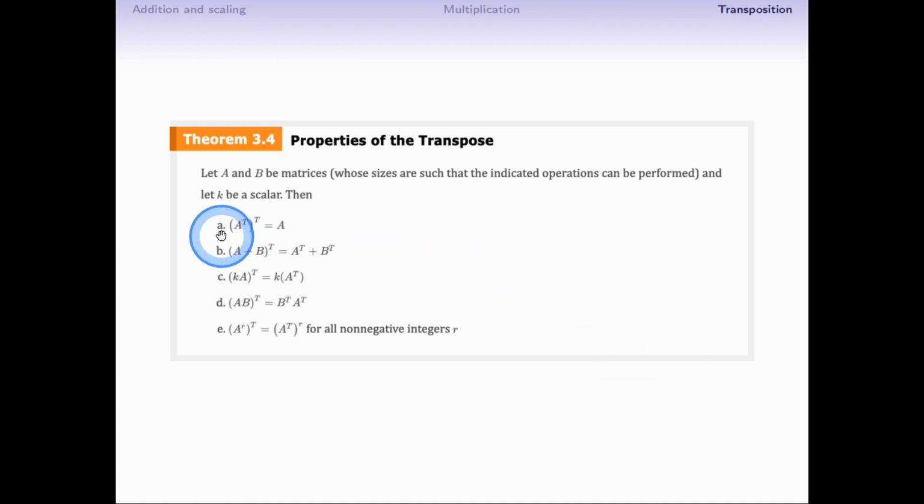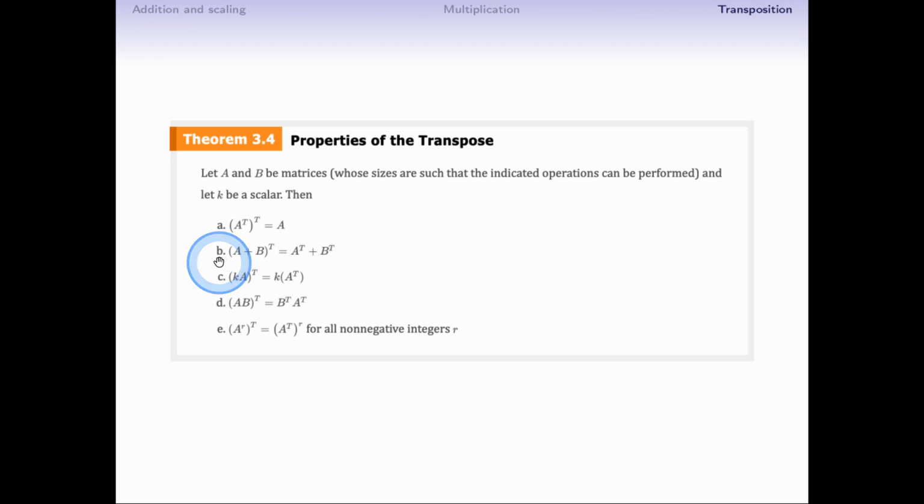Law A says something that's fairly commonsensical. It says if I take a matrix A, take its transpose, and then take the transpose of that result, I get back to exactly where I started. If I take a matrix and exchange the rows and the columns, and then exchange the rows and the columns of that matrix again, I am back to exactly where I started. So the transpose of a transpose is back to the beginning. A double transpose has no effect on a matrix.